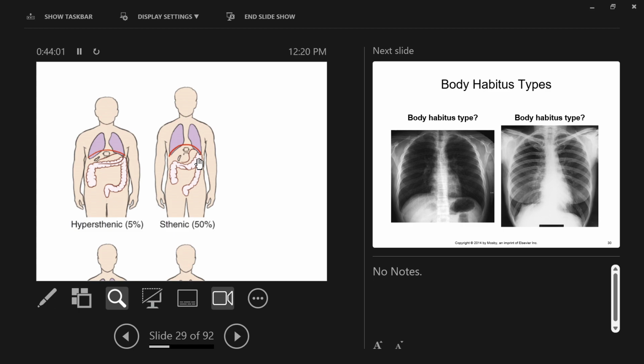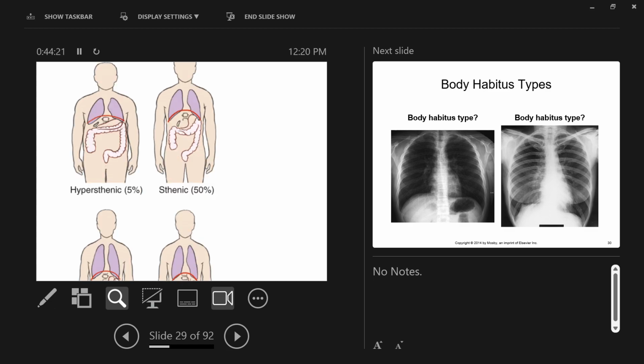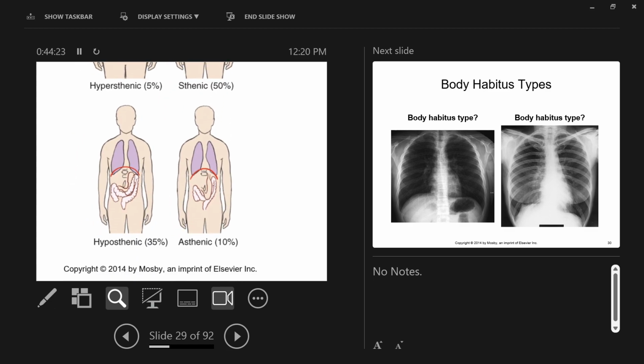So if you had a piece of x-ray film like this and you had to decide to put it vertically or horizontally for your hypersthenic patient, you're going to put it horizontally, okay? Vertically for your taller, skinnier people, horizontally for your wider people. Hypersthenic. And that should only account for about 5% of the population. That has got to be a lie. It just is. I mean, maybe worldwide, but definitely not like United States.